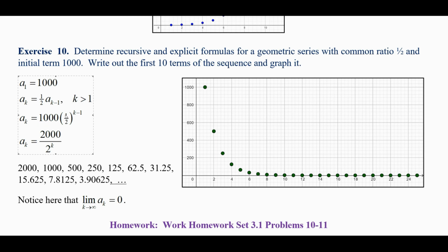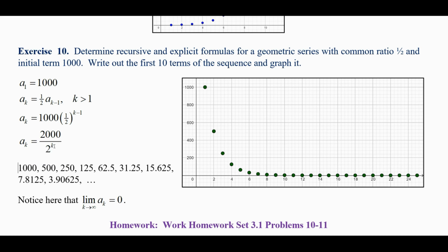Non-recursively, that's 1,000 times 1/2 to the k minus 1. Or I could rewrite this: 1 to the k minus 1 is 1, 2 to the k minus 1 is just 2 to the k minus 1, and if I multiply top and bottom by 2, I can make the power a little bit simpler there. So it's 2,000 divided by 2 to the k. So 2,000 divided by 2 is 1,000. Yeah, it actually starts at 1,000. Let me fix that.